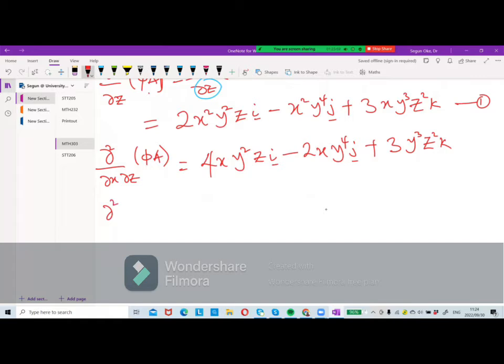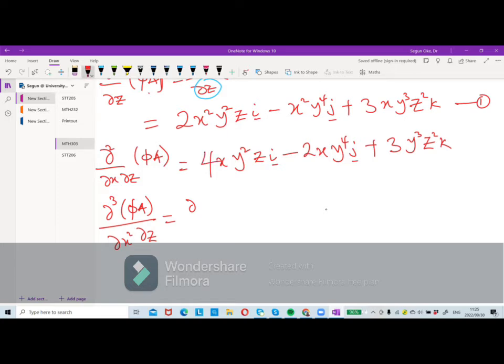Now, you have to be careful at this point. So this is the third time of d of phi a divided by dx squared dz. Are you seeing the way we are solving it step by step? So for us to differentiate this one again with respect to z, we get 4y squared. Let me just write it again.